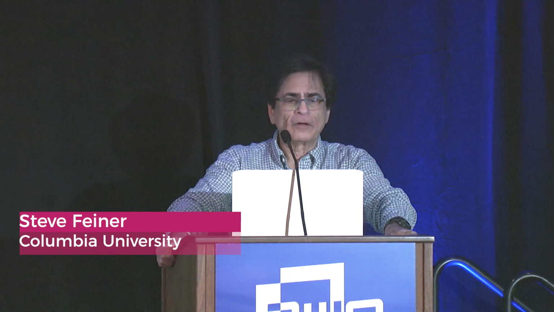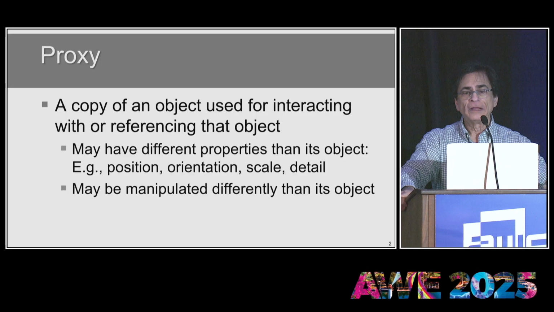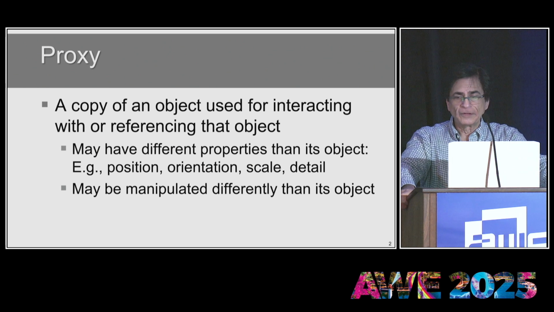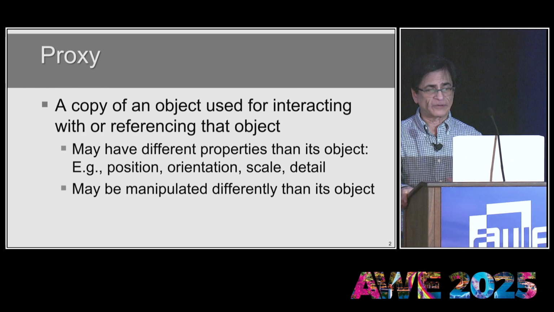I'm going to be talking about copies, in particular a very special kind of copy that I'll call a proxy. So these are not copies of the sort that you might make in an editor, where a copy is a duplicate of something, but rather it's a copy of an object that's part of the user interface that's going to be used for interacting with or referencing that particular object that it is a copy of.